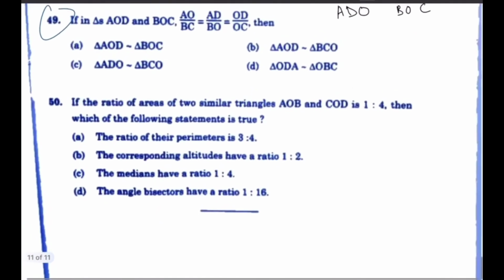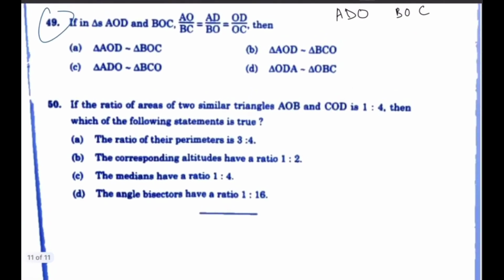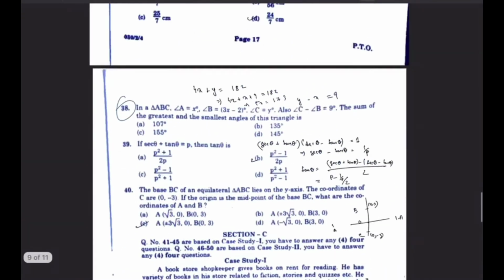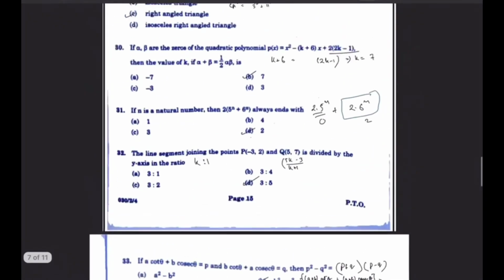If the ratio of areas of two similar triangles AOB and COD is 1:4, then the ratio of their perimeters is 1:2. Corresponding altitudes is also 1:2. Okay, we have it. So let's get back to the 3 questions that we were stuck with. There was, I think, one here.